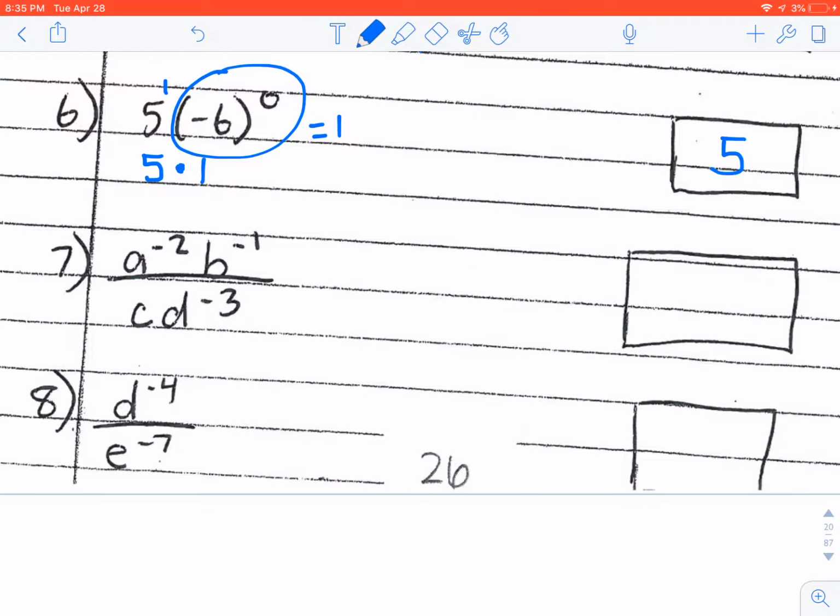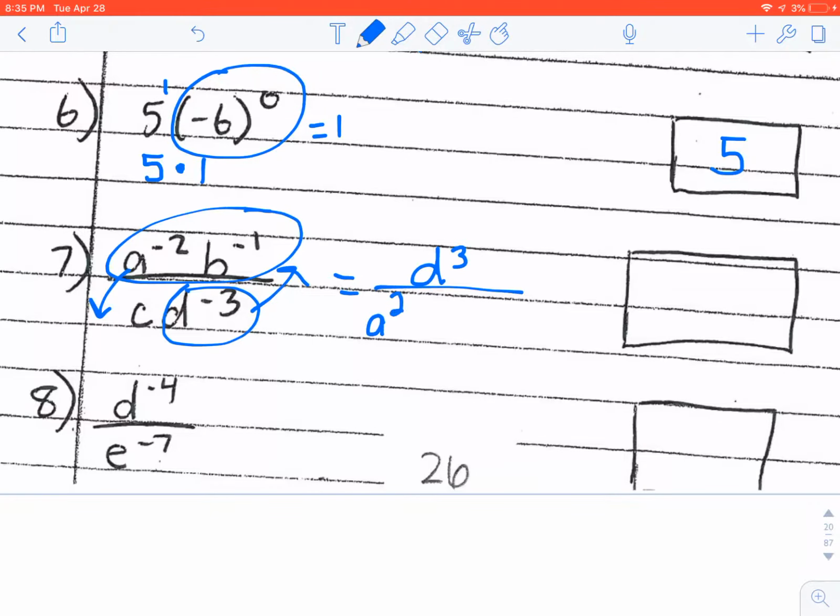Number 7, we see negative exponents. So you want to take care of moving anything negative to the opposite side of the fraction and then checking to see if you have any bases that repeat. So let's move these first. D to the positive 3rd moves up.